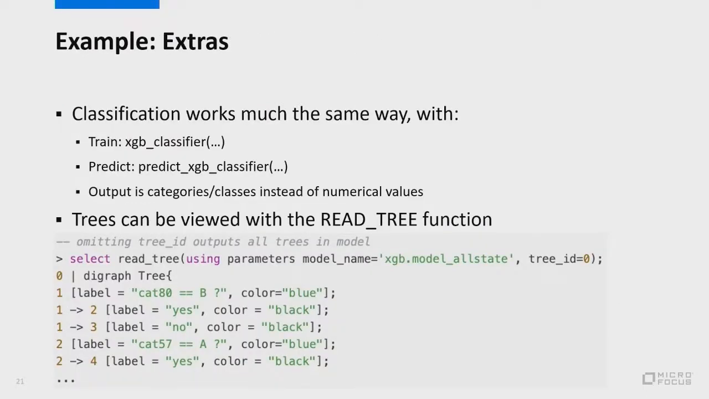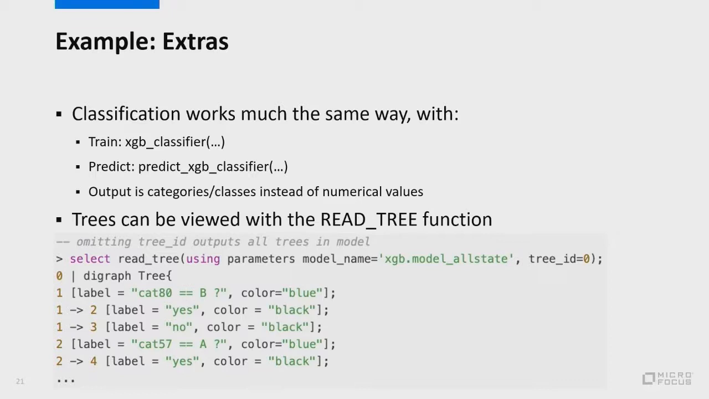Yeah, as I mentioned, classification works the same way. In Vertica, you just have XGBoost underscore classifier instead of regressor, and prediction is analogous. Another key point: Wakas earlier was talking about how XGBoost is explainable, whereas neural networks are not. And this is how you would explain your model.